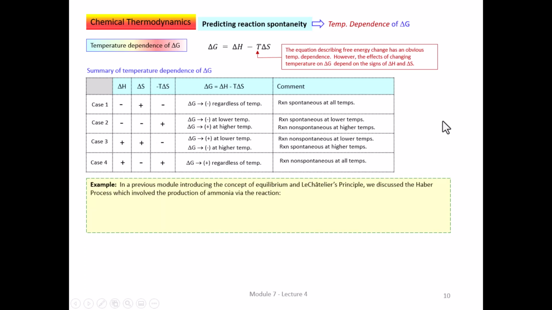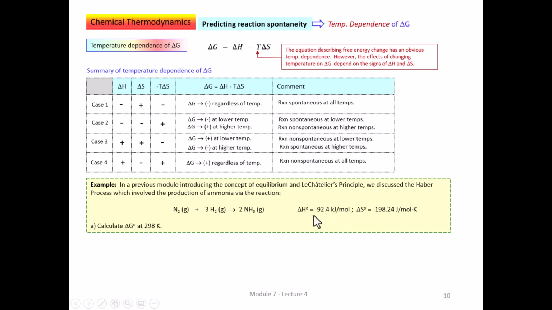Let's look at a reaction that we looked at before in terms of Le Chatelier's principle, and that was the Haber process, which involved the production of ammonia through the reaction of nitrogen plus hydrogen producing ammonia. And we said this is an exothermic reaction. Delta H is minus 92.4. Delta S was minus 98, which makes sense because you're creating order. We can calculate a delta G for this reaction at 298 K.